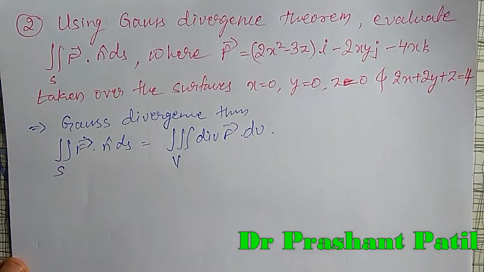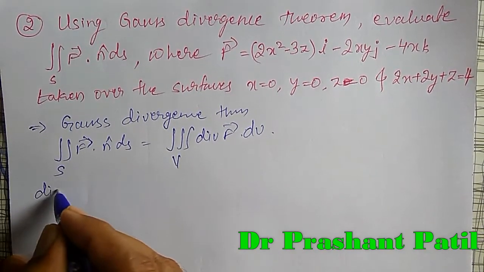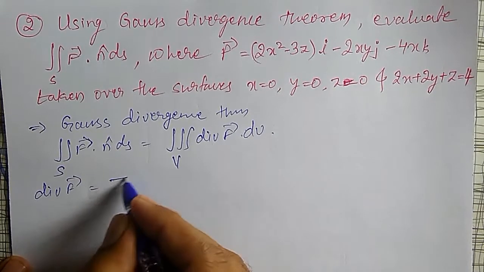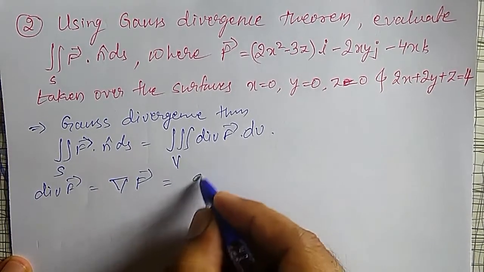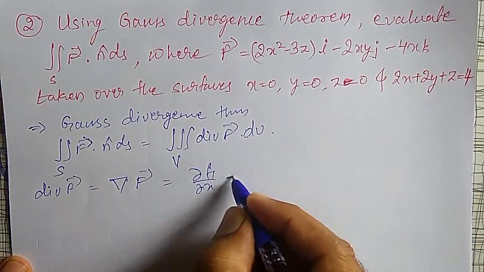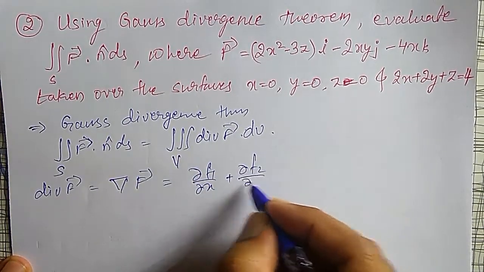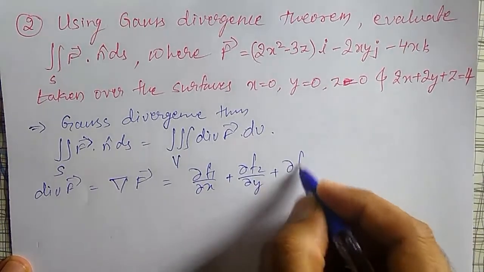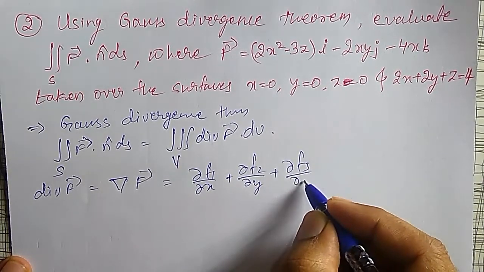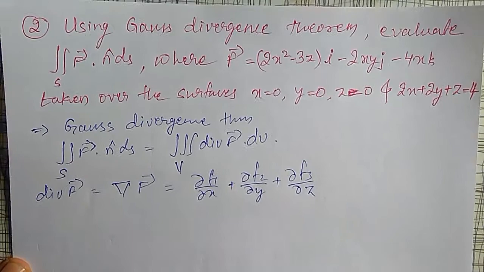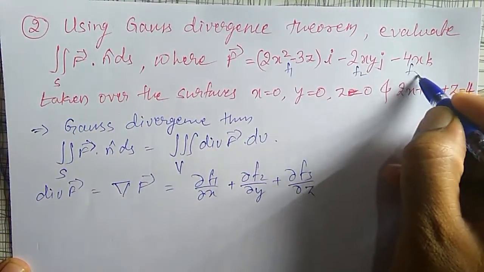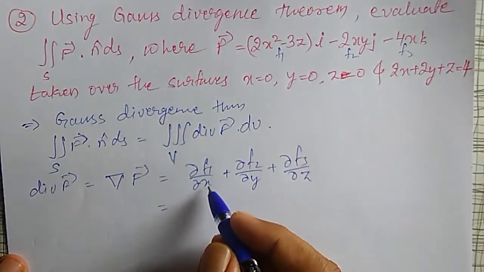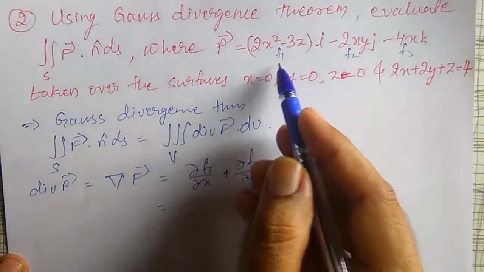Okay, then what about divergence of f? Let me first find the divergence of f here. Divergence of f is equal to del dot f, which is equal to dou f1 by dou x plus dou f2 by dou y plus dou f3 by dou z. Here f1 is this function, f2 is this function, and f3 is this function.